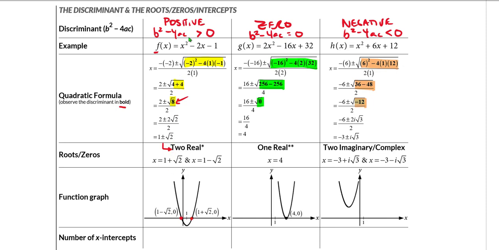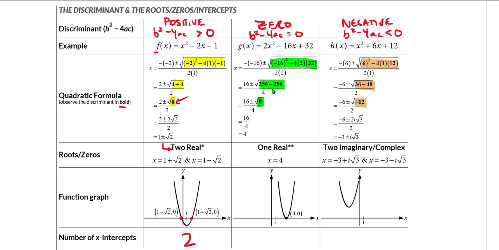And so we can sort of see how it all comes together here. Again, when we have a positive discriminant, we are going to end up with 2 real solutions. The quadratic will have 2 real roots or zeros, and the parabola that corresponds to the quadratic will have 2, we're going to write 2 down there at the bottom, 2 x-intercepts.